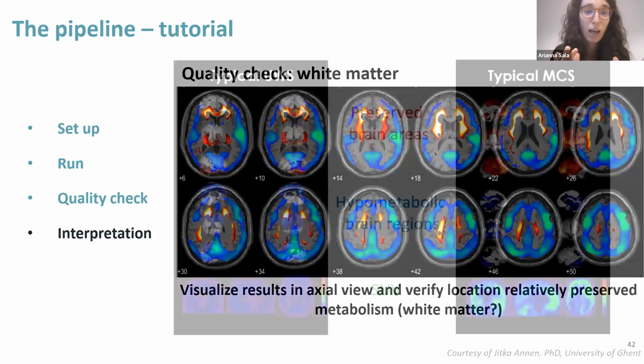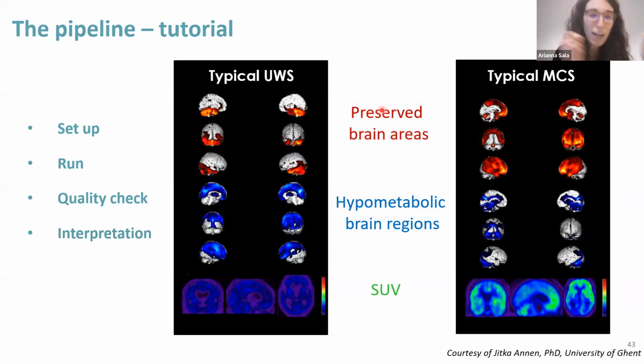So how does it work? The interpretation. So we check all these things, and then we can interpret our results. Again, here are two prototypical examples of an unresponsive case and minimally conscious state case. Again, in an unresponsive case, we expect very huge decreases in SUV, in absolute metabolism, less strong in minimally conscious state. We expect a huge, extensive hypometabolism encompassing most of the internal external awareness networks. That's not the case for MCS, where it should be less widespread.